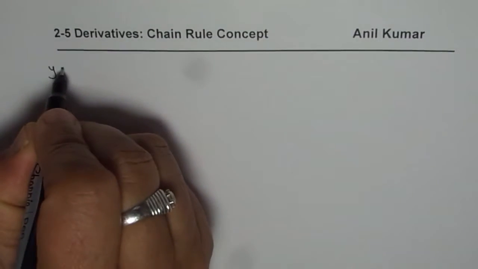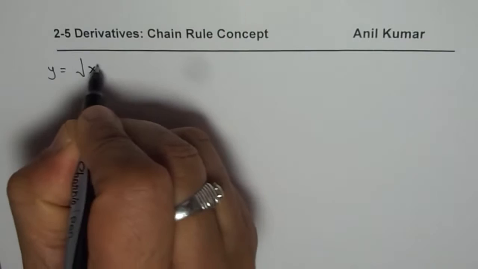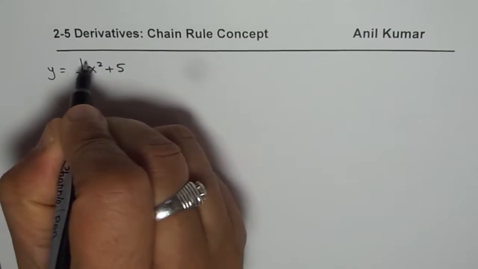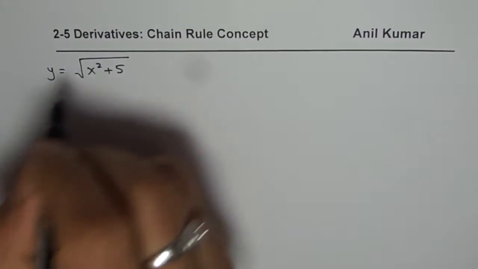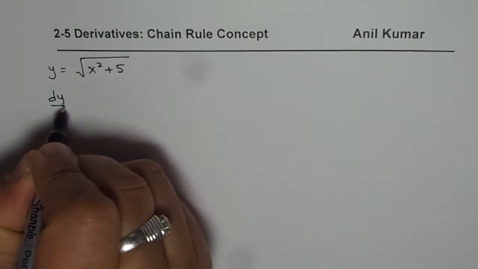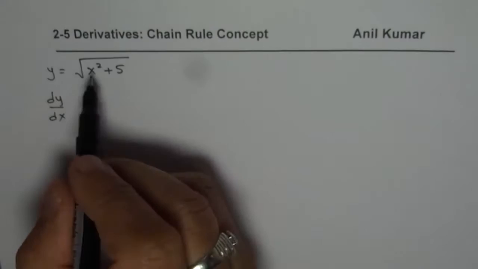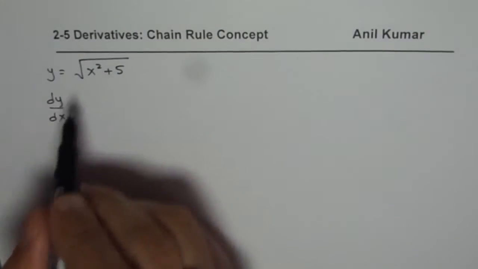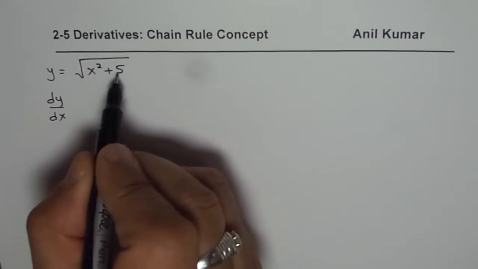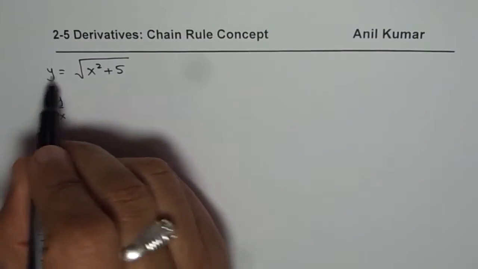Let us say we have y equals square root of x squared plus 5. Now we need to find what dy/dx is, that is, the derivative of this function. What we could do is write x squared plus 5 as one function and then redefine y.